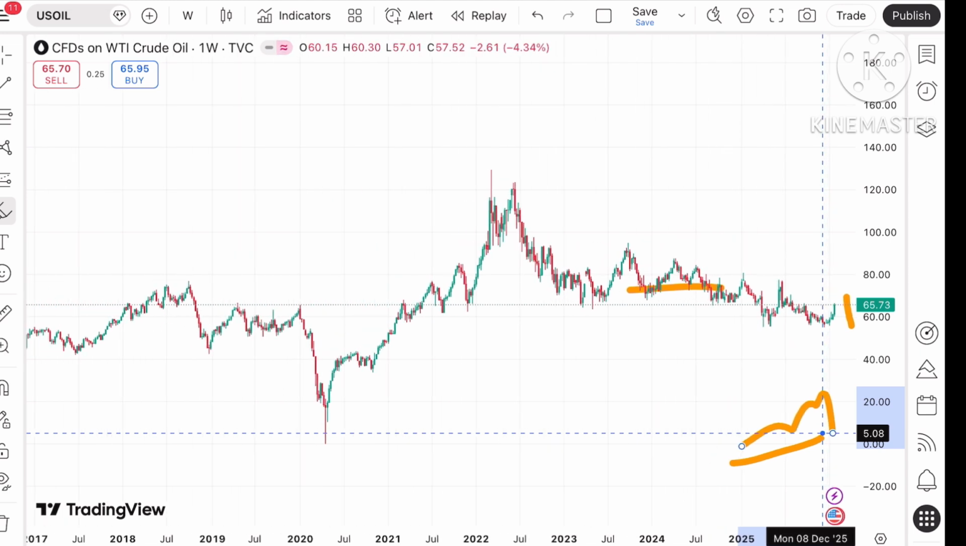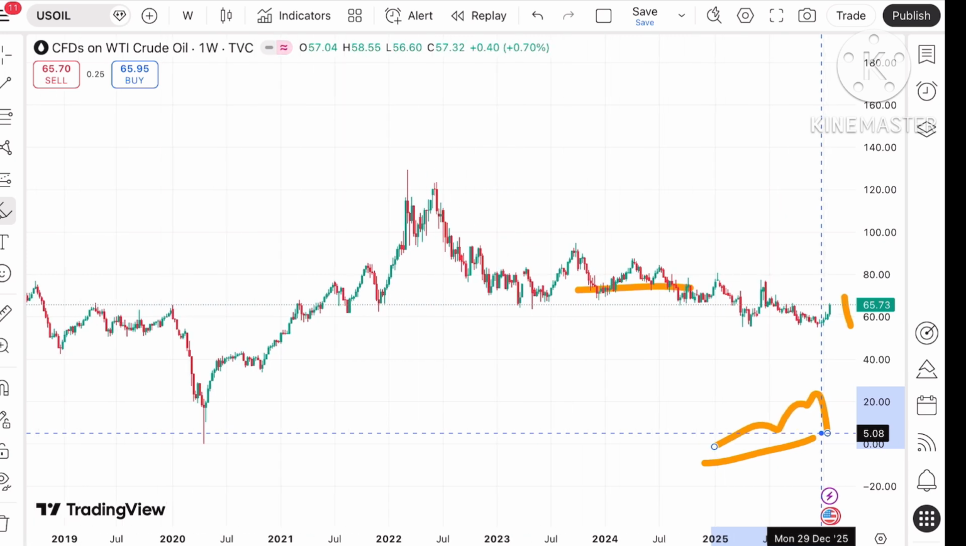There will be events coming next week, that is CPI data and other geopolitical events, so you have to remember there can be volatility.